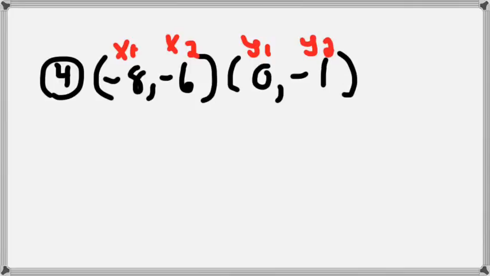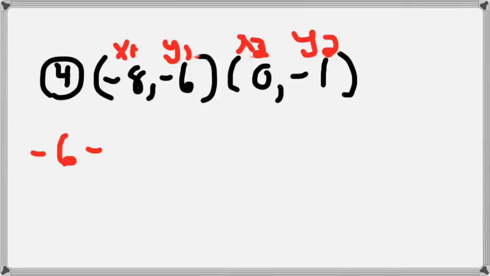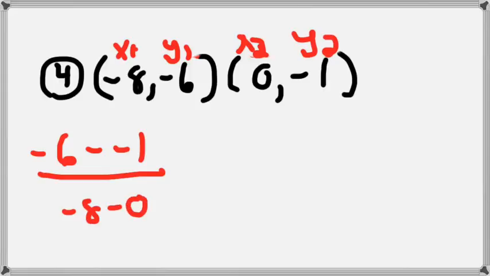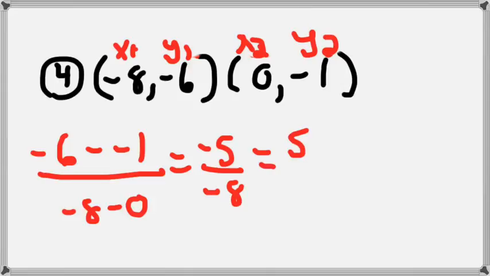Last one, here we go. I'm going to do, oh, and look, I did the same thing again. Oh my goodness. So this is x1, and this is y1, and this is x2, sorry, and y2. Okay, I'm going to do y1 minus y2, negative 6 minus negative 1, and then I'm going to do x1 minus x2, negative 8 minus 0. Subtracting a negative is the same thing as adding a positive, so this is negative 6 plus positive 1, which is negative 5, and, whoops, negative 8 minus 0 is negative 8. A negative divided by a negative is a positive, so the final answer is 5/8.